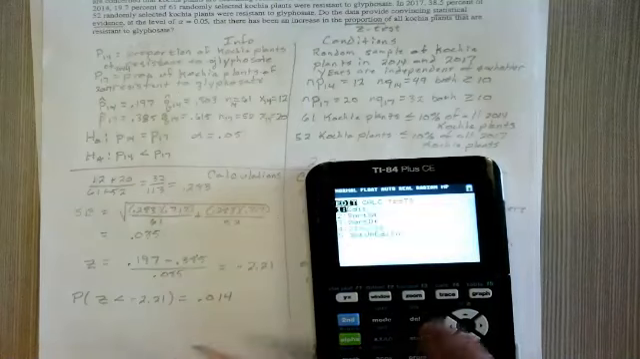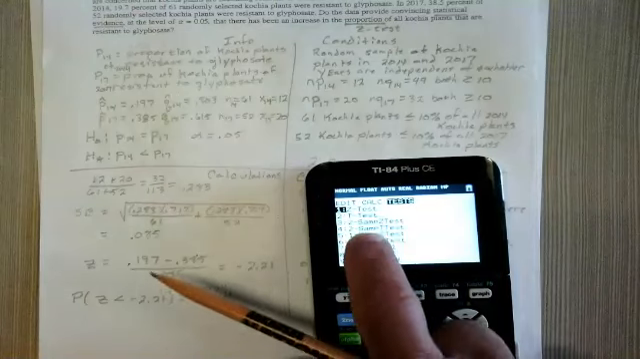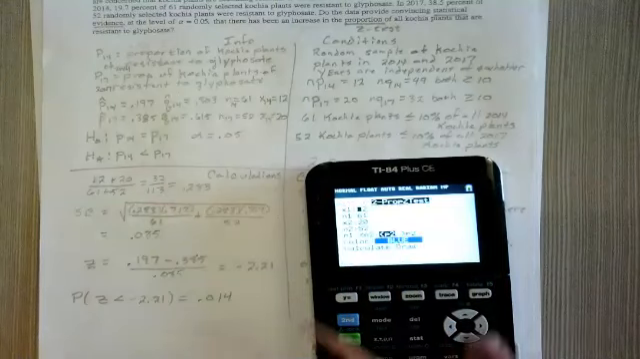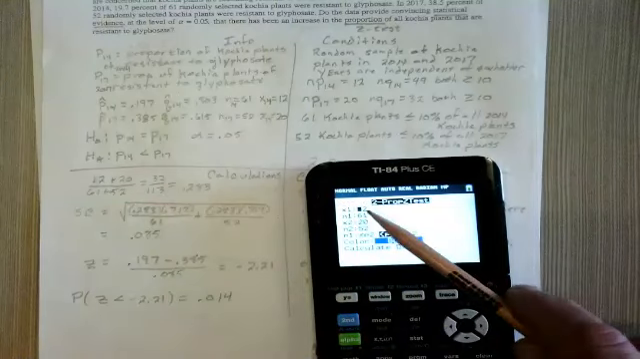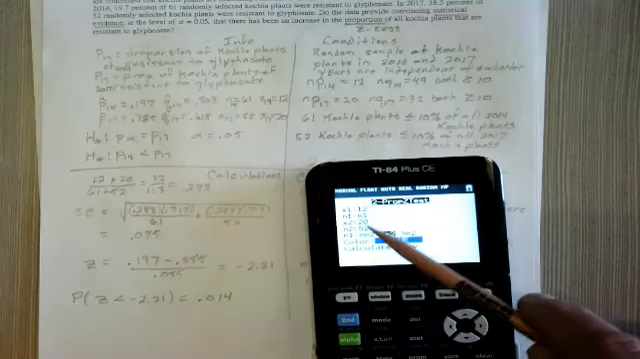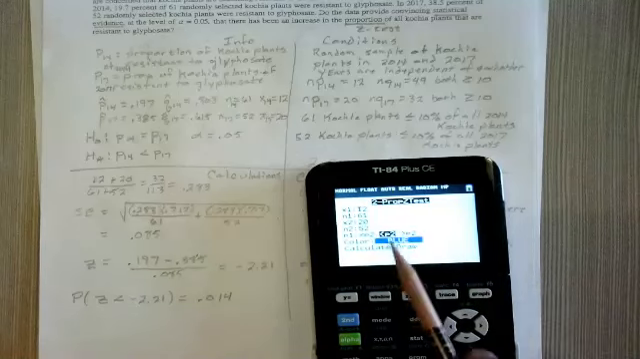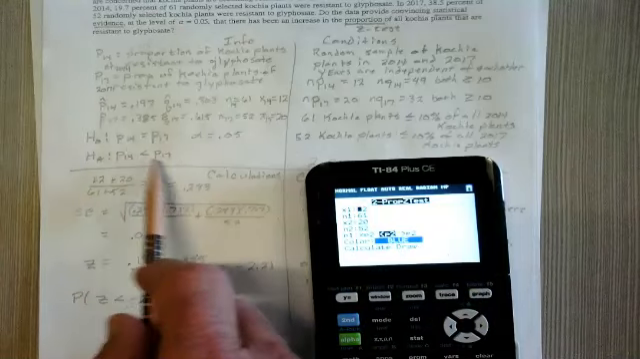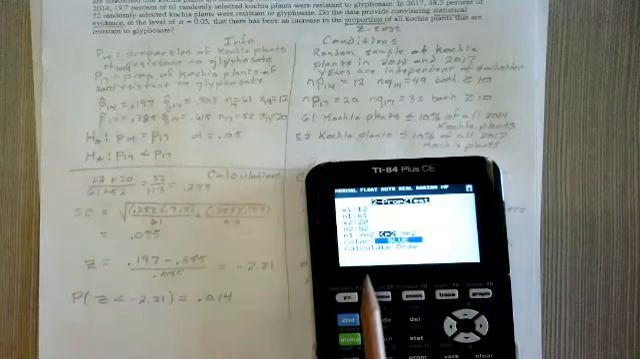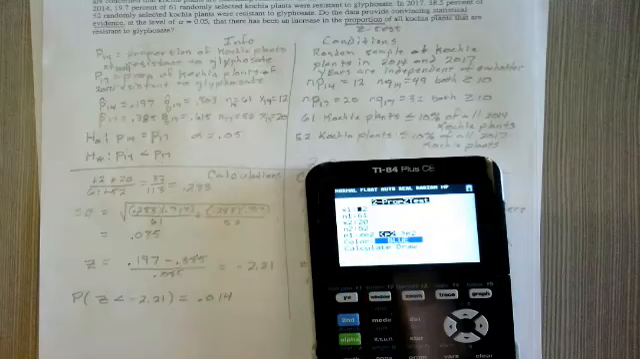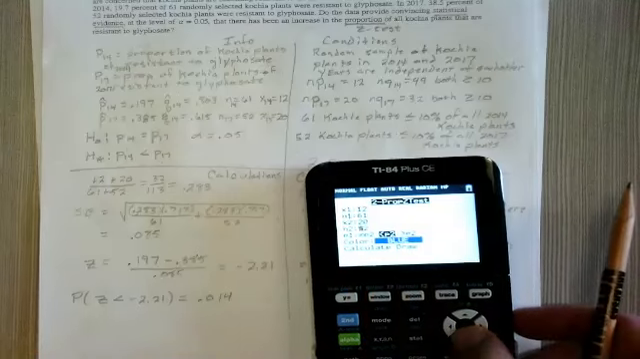Okay, stat test, two proportion z test is 6. So I put my numbers in. There's my x, there's my n. There's 14, there's 17, and I said that p1, which was the 14, is less than p of 17. That's the reason why I picked less than. Remember, this is always your alternative hypothesis. And then I calculate.